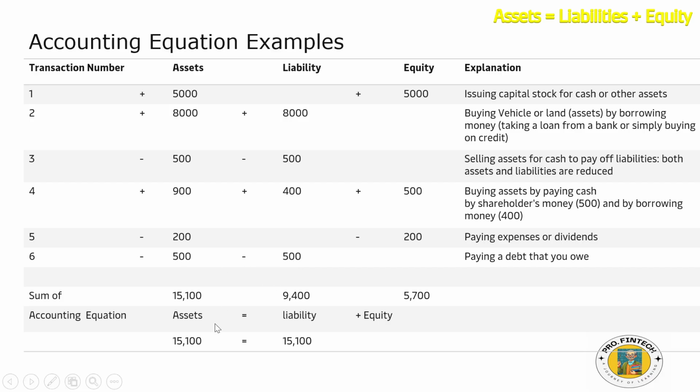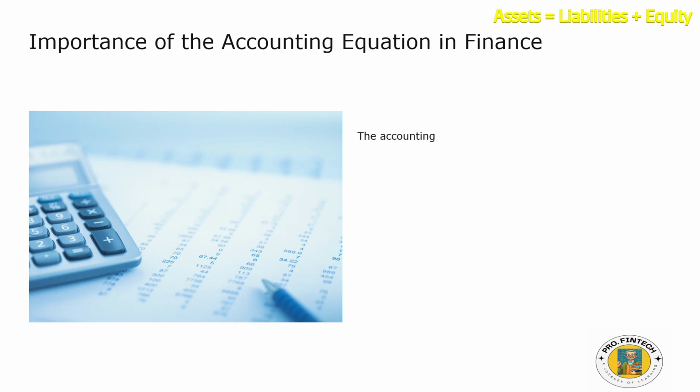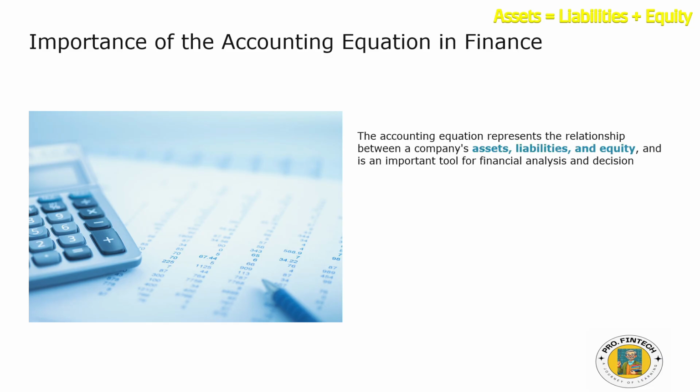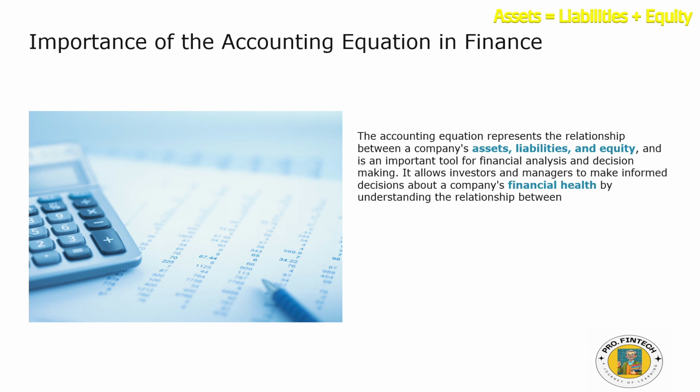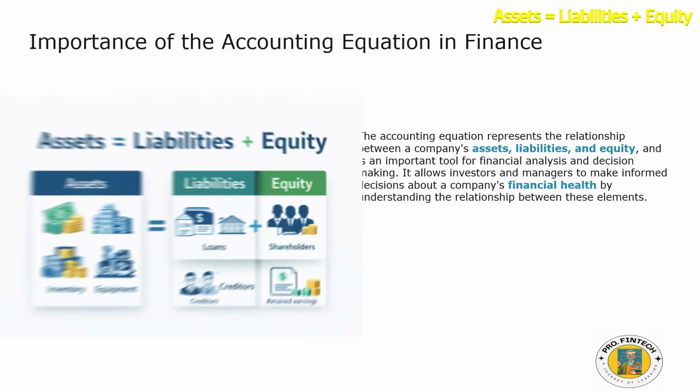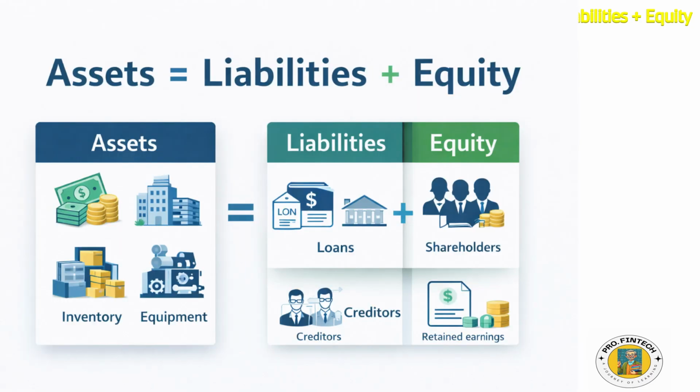When we add up all the transactions, total assets equal total liabilities plus equity: $15,100, $15,100. Importance of the accounting equation in finance. The accounting equation represents the relationship between a company's assets, liabilities, and equity, and is an important tool for financial analysis and decision making. It allows investors and managers to make informed decisions about a company's financial health by understanding the relationship between these elements.